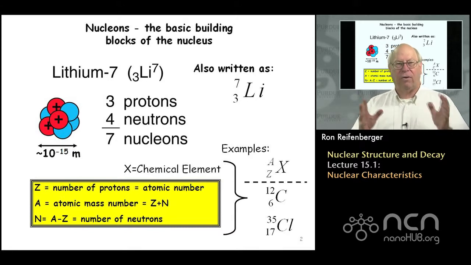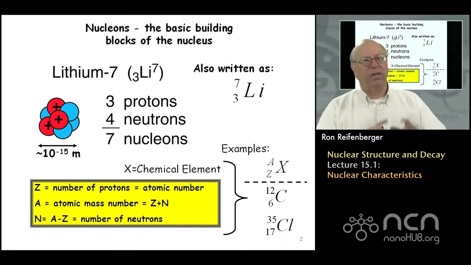And the answer to that question is pretty simple. A nucleon is either a proton or a neutron. So all nuclei we now know are comprised of protons and neutrons. And in principle, the number of neutrons and the number of protons could be different. They don't have to be equal by any stretch of the imagination.